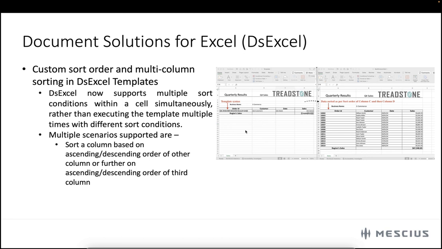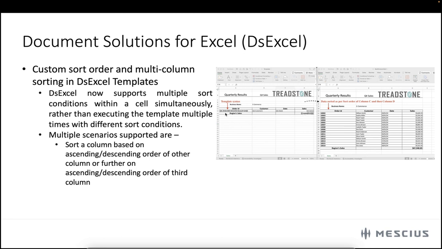So how you can do it, there are multiple scenarios supported. One is that you can sort a column based on ascending or descending order of another column, or ascending and descending of a third column, or you can also define a sort condition based on the sort direction of another column and additionally the sort direction of a third column.